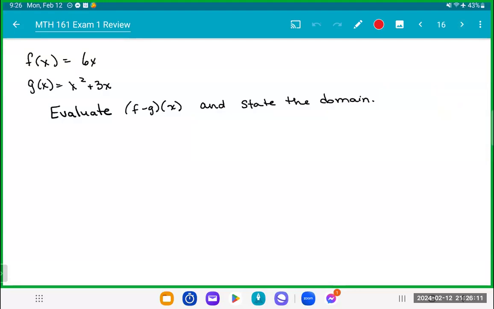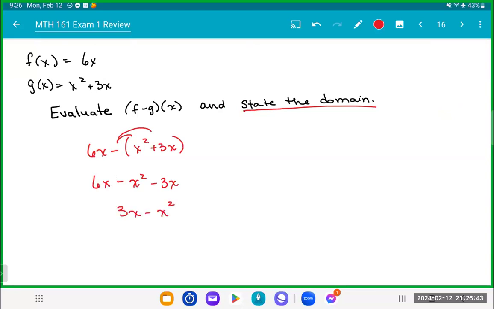Okay, so for this next one, we want to evaluate just our f minus our g function. So for this one, we would have 6x minus x squared plus 3x. And we also want to state our domain, but let's distribute this negative to both pieces. So we have 6x minus x squared minus 3x. So this is 3x minus x squared.